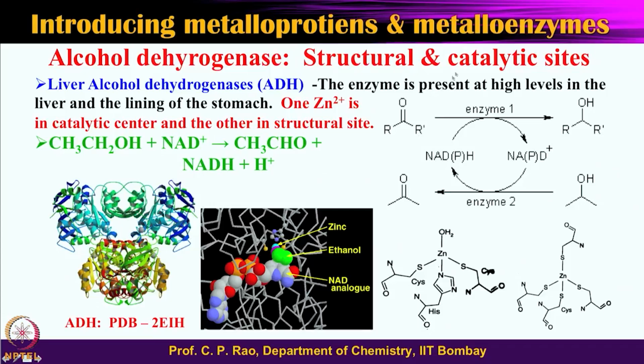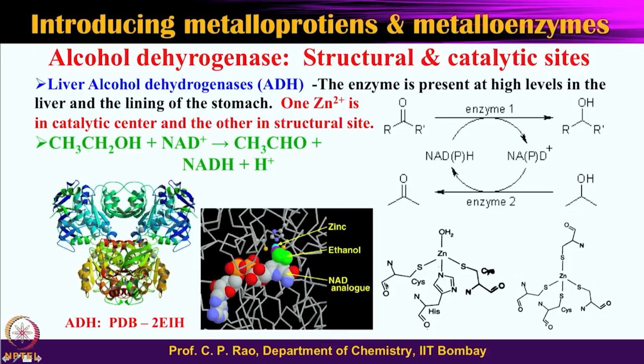You have an alcohol, and you can make it an aldehyde. You have an aldehyde or ketone, you can go to the alcohol. So, in this case NAD plus will go to NADH, in this case NADH will go to NAD plus. That is exactly what I told you just now.